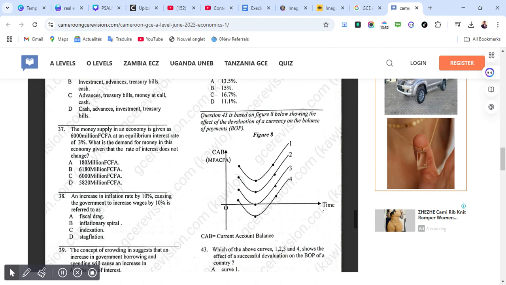The money supply in an economy is given as 6,000 million francs at an equilibrium interest rate of 3%. What is the demand for money in this economy given that the rate of interest does not change? The correct answer for 37 is C, 6,000 million francs. An increase in inflation rates by 10%, causing the government to increase wages by 10%, is referred to as, correct answer is C, indexation.